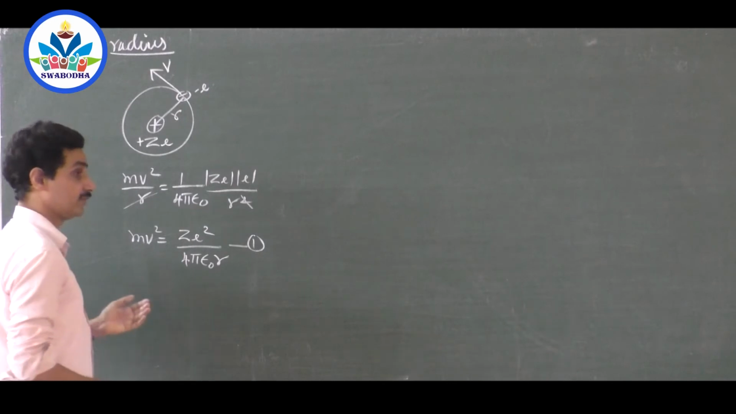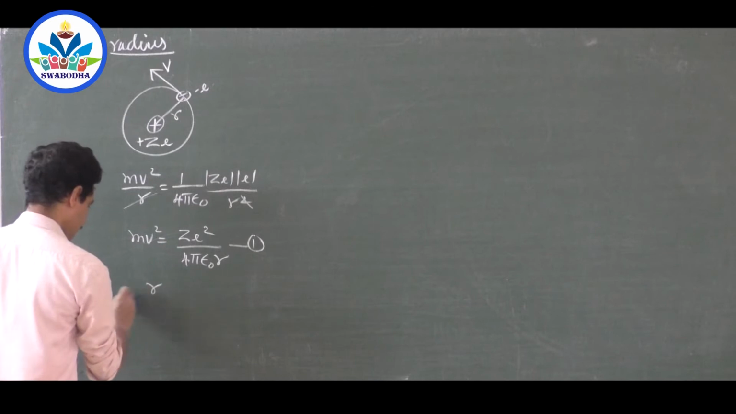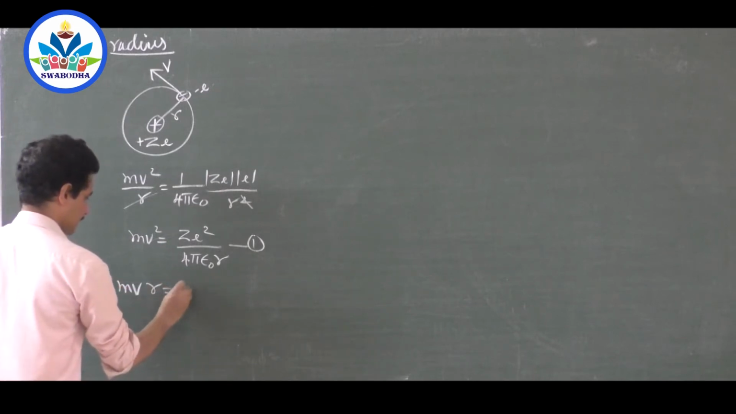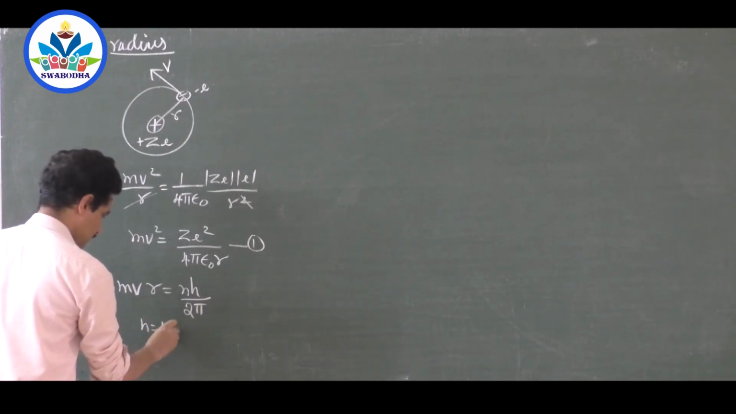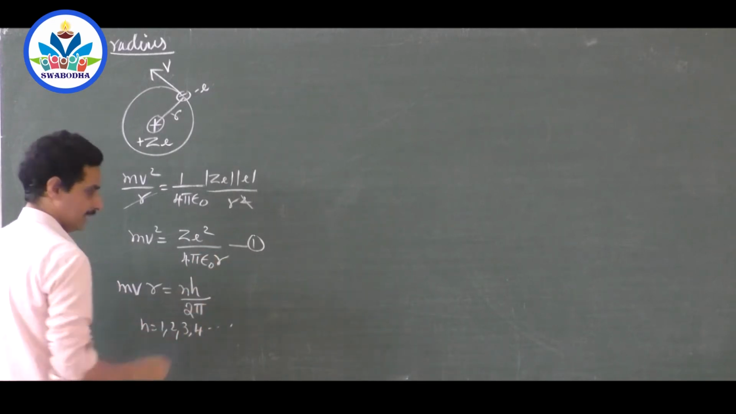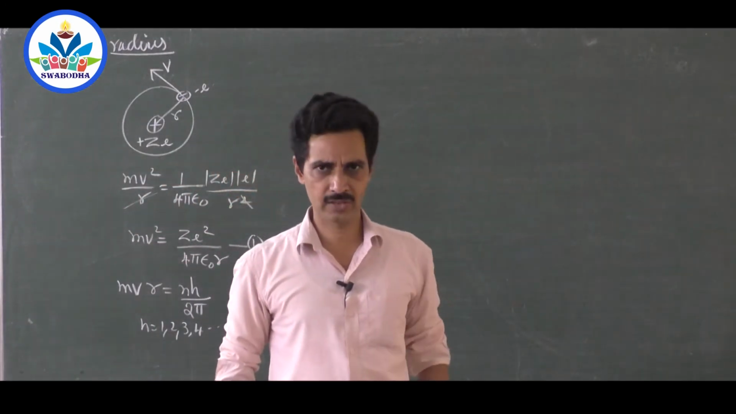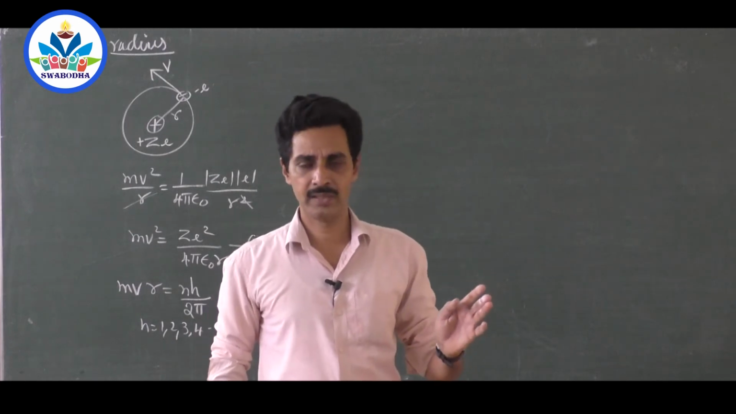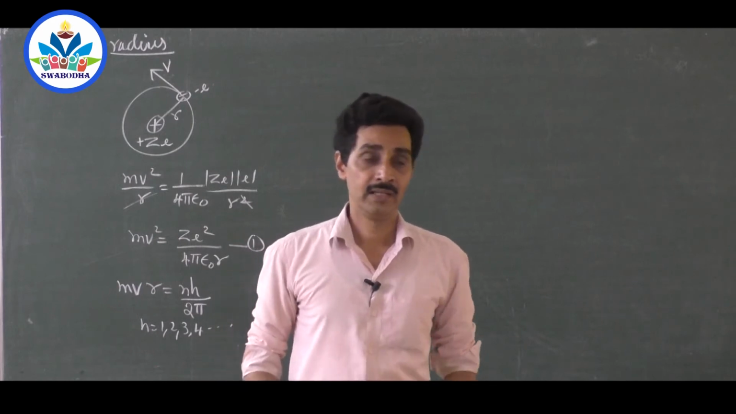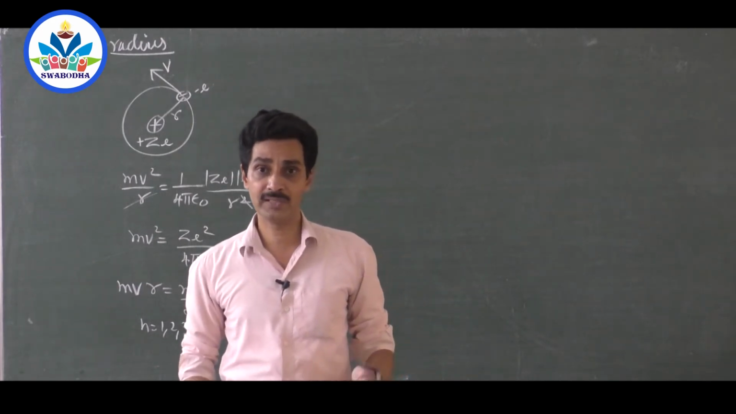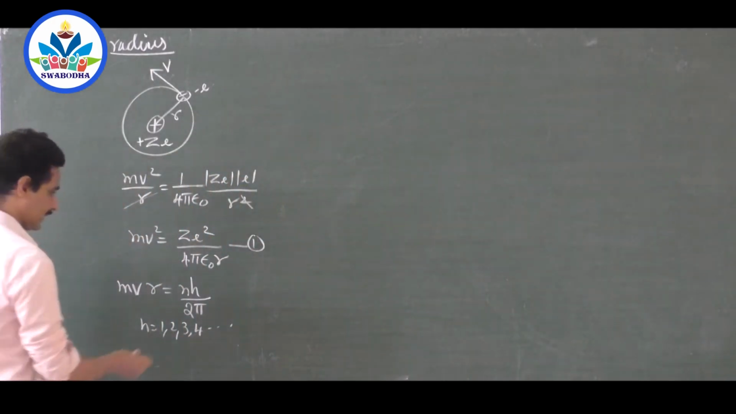What is the condition for the selection of orbits? Angular momentum, moment of momentum, mvr, must be equal to nh by 2 pi, where n can take the values 1, 2, 3, 4, integer values only. That means if the angular momentum is h by 2 pi, it is the first orbit. 2h by 2 pi, it is the second orbit. If it is 1.5 times h by 2 pi, no orbit is possible there. If the angular momentum of an electron is 3.33 h by 2 pi, no orbit is possible. It should be an integral multiple of h by 2 pi. Second equation.